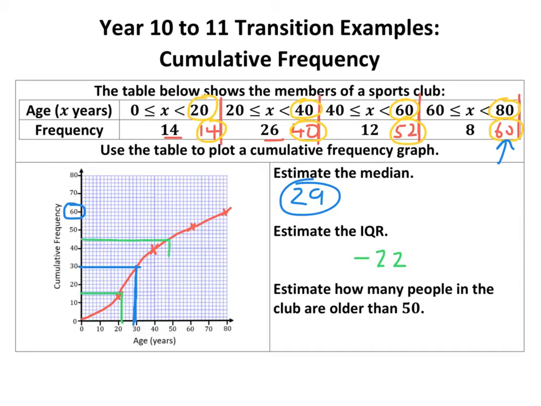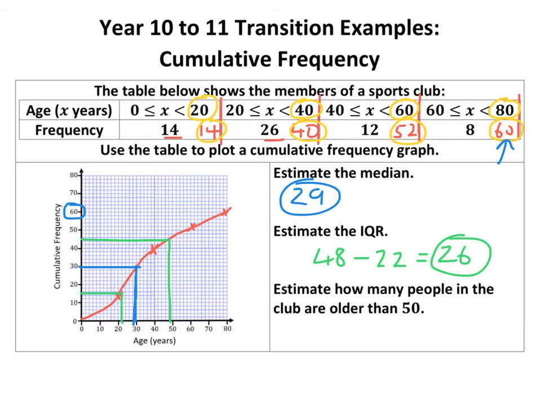They're pretty straight lines, these. I'm quite impressed with myself here. So that would be 48. 48 minus 22 gives me 26 for an interquartile range. Okay, and that says estimate because I'm using my graph, so it's not going to be bang on accurate, but it's going to give me a good indication.